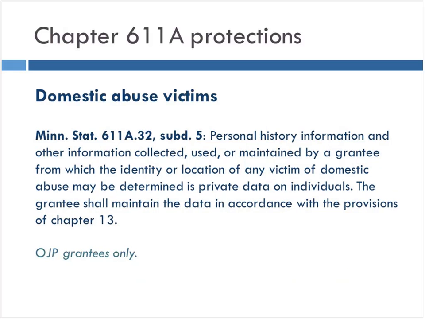So the next 611A protection is related just to domestic abuse victims. So those OJP grantees who get domestic abuse funding come under 611A.32, and it says personal history information and other information collected, used, and maintained by the grantee for which the identity or location of any victim of domestic abuse may be determined is private data on the individuals, and you must keep that data private. So this dictates just for those domestic abuse program grantees. That's your protection that you have.